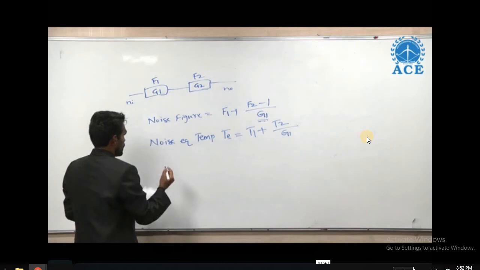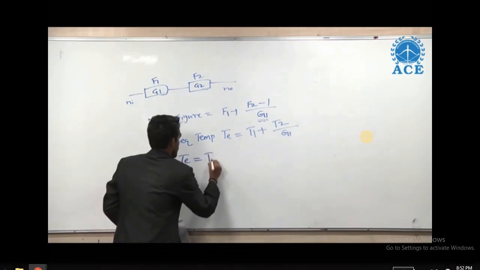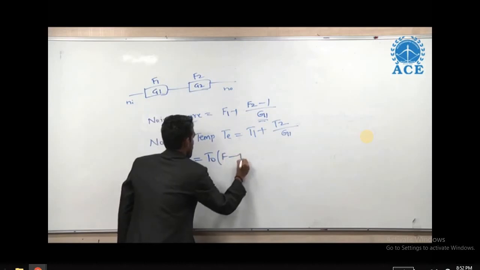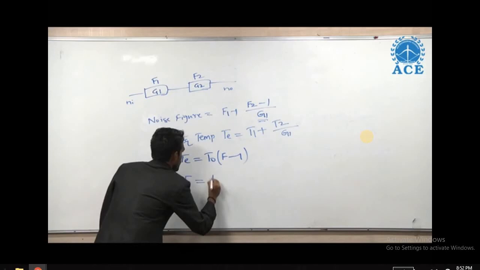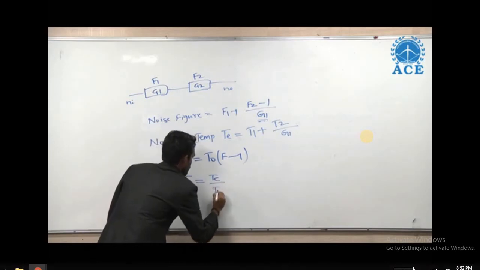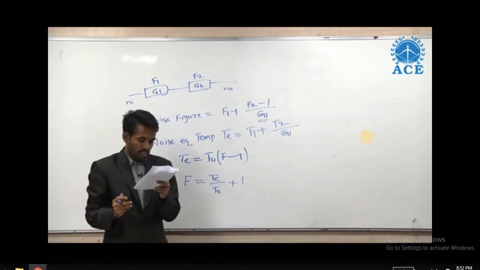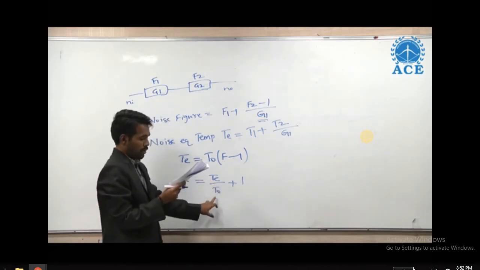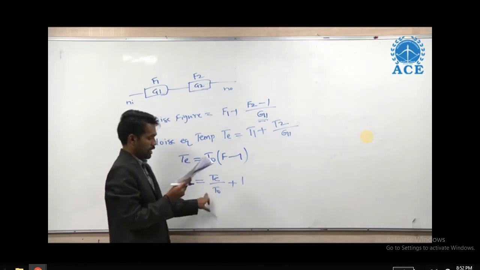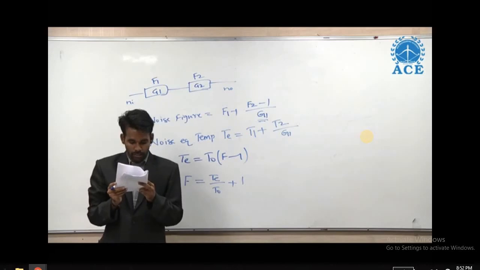One more is the overall noise factor. We know that from the equivalent temperature, Te equals T0 into F minus 1. So here F equal to Te by T0 plus 1. So the fourth one, overall noise factor F equal to 1 plus Te overall by T0, is also correct. So from the given options, 1 and 4 are correct. So option C is the correct one.